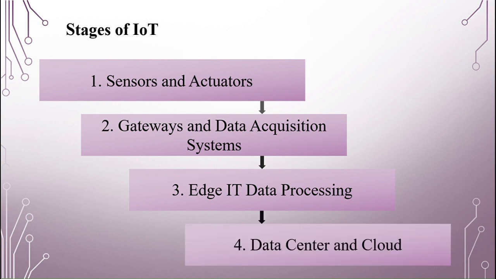Then the next stage, the last stage, is data center and cloud. The data center and cloud carry out in-depth processing with the help of high-end application design and run the skilled analysis by professionals. So they manage and store data in the cloud and corporate data centers. So this is all that happens in the stages of IoT.